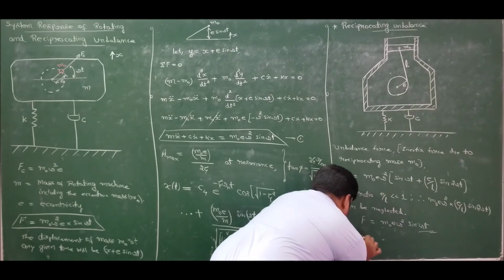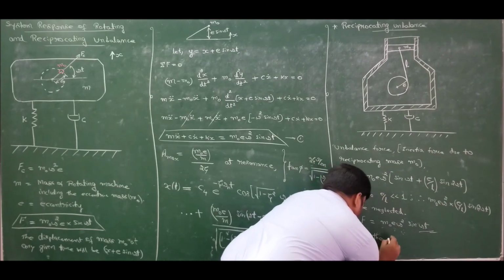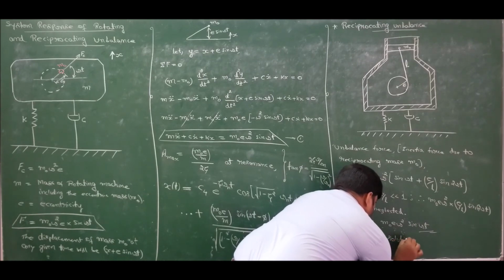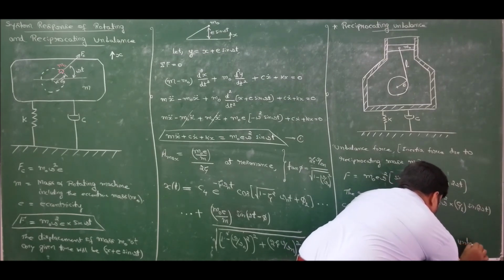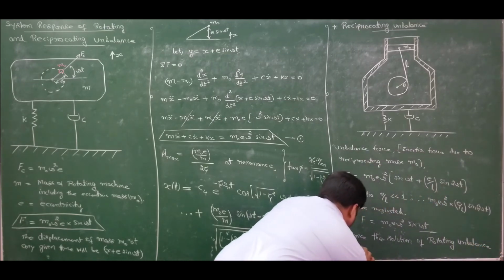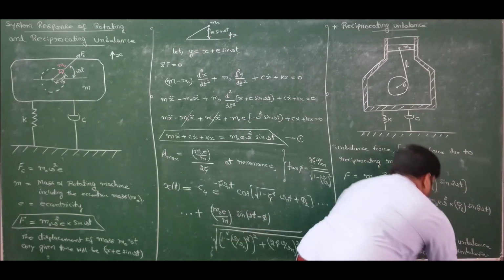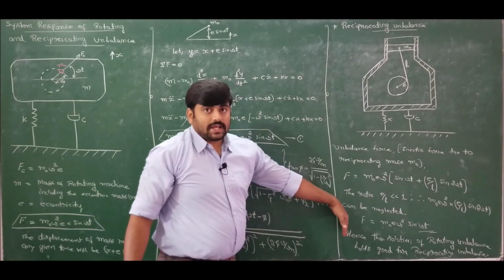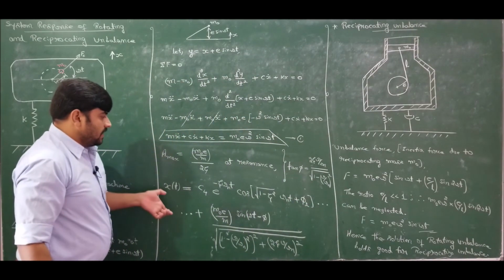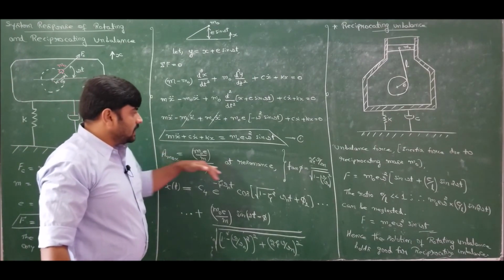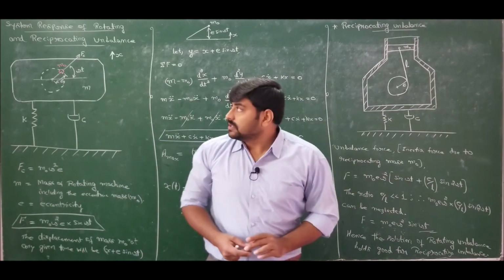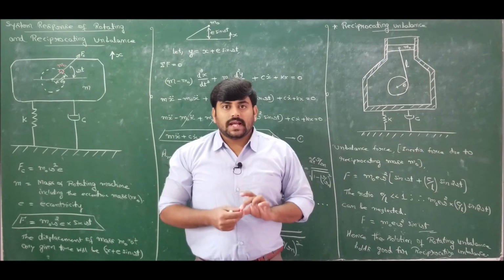Hence the solution of rotating unbalance holds good for reciprocating unbalance also. So therefore, what is the system response of reciprocating unbalance? It is the same. This is the system response of reciprocating unbalance as well as rotating unbalance, and this is the maximum amplitude which takes place at resonance. So this completes our discussion on system response for rotating and reciprocating unbalance.